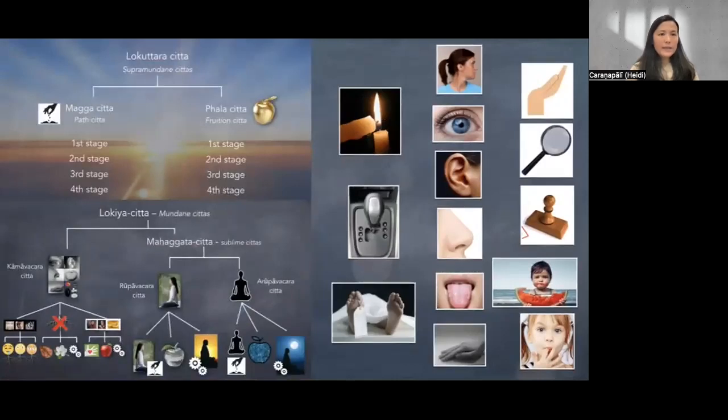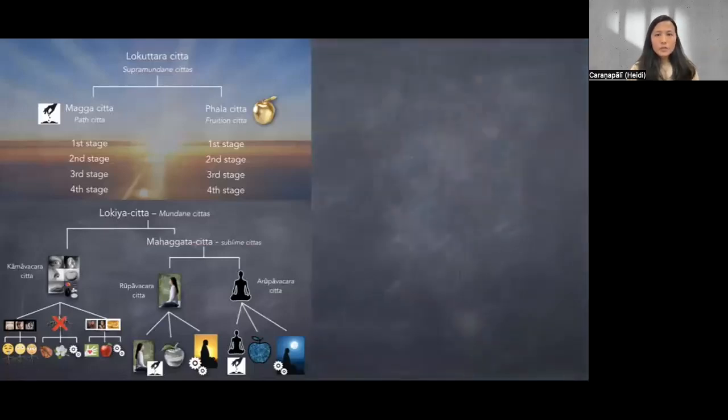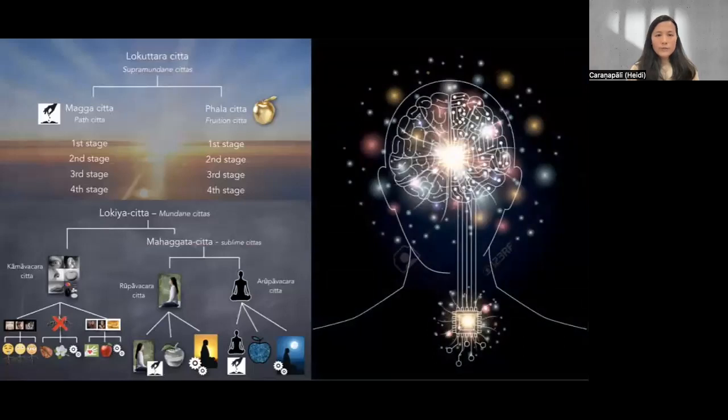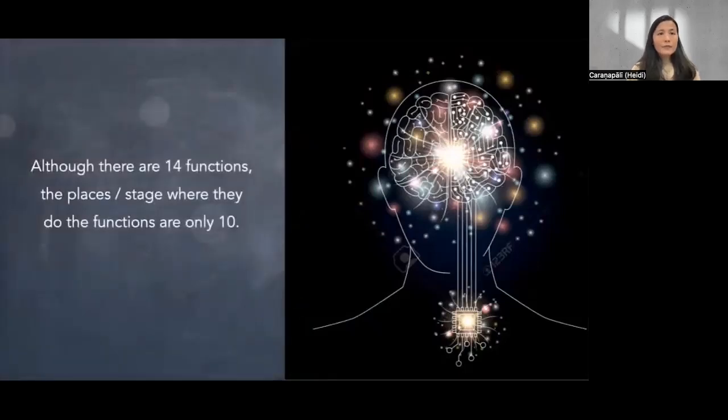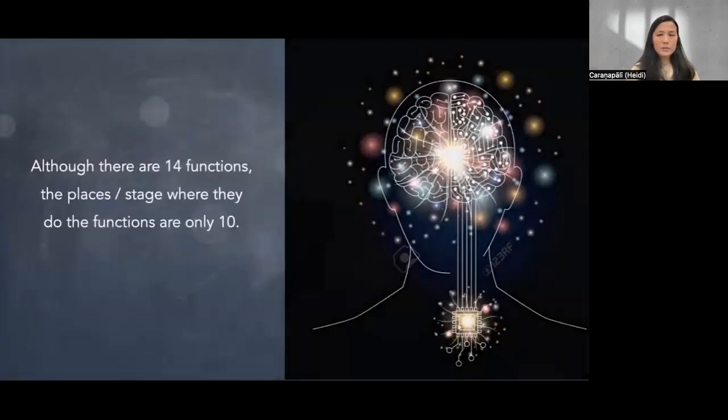So whenever a Citta arises, it always performs one of these 14 functions, and after it performs this function, it passes away. All of these Cittas, in different moments, may perform different functions, but they always arise performing a function. Now, there is just one detail. Although there are 14 functions, the places or stages where they do their function are only 10. It sounds a little bit confusing, but now you will see.